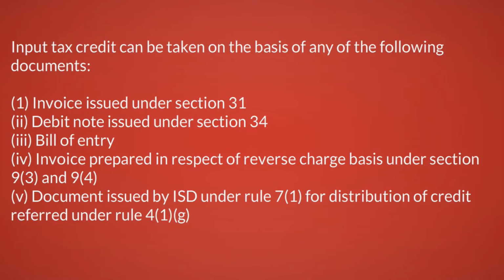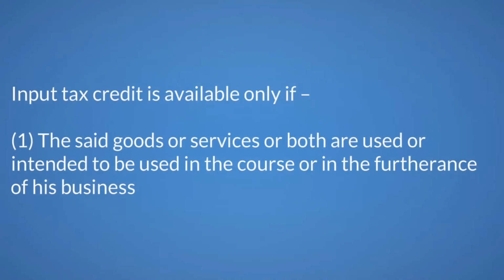Input tax credit can be taken on the basis of any of the following documents. 1. Invoice issued under Section 31. 2. Debit note issued under Section 34. 3. Bill of entry. 4. Invoice prepared in respect of reverse charge basis under Section 9(3) and 9(4). 5. Document issued by ISD under Rule 54(1) for distribution of credit referred under Rule 39(1).